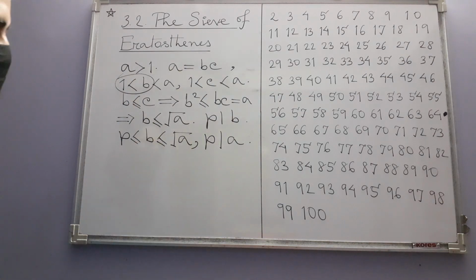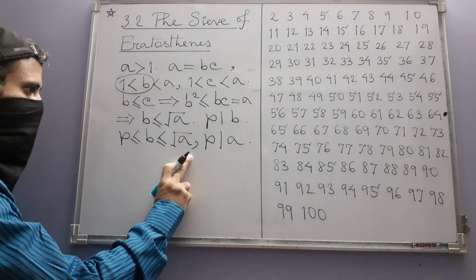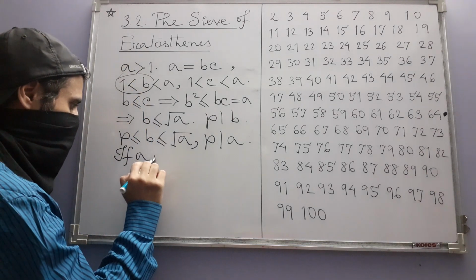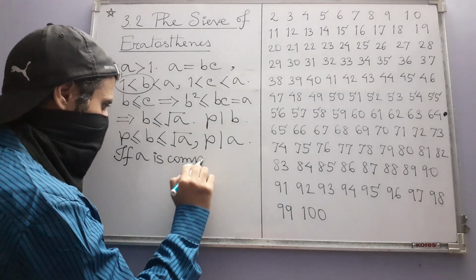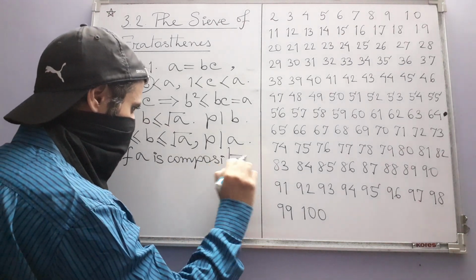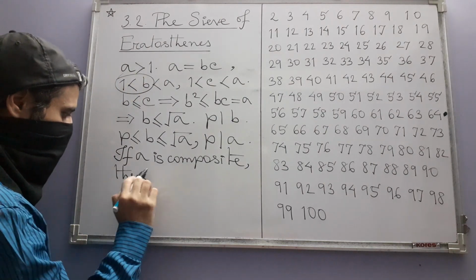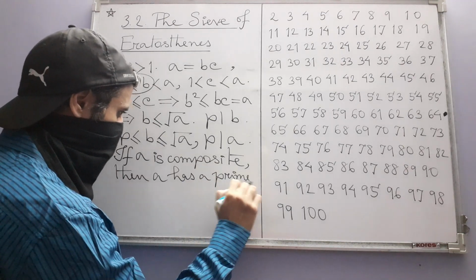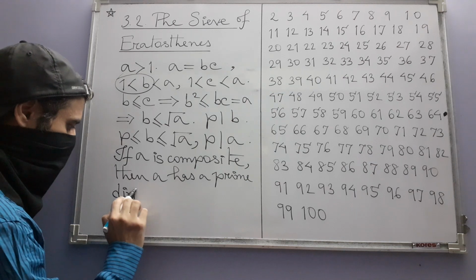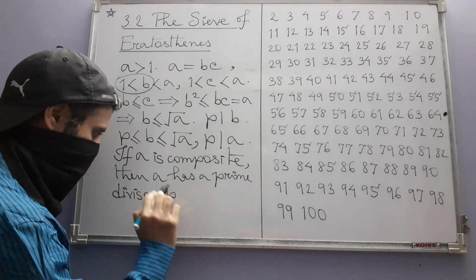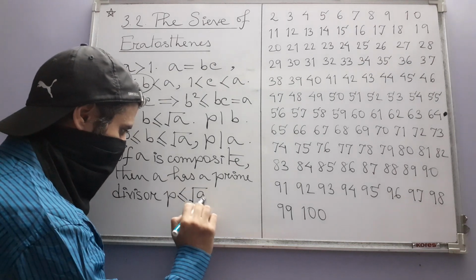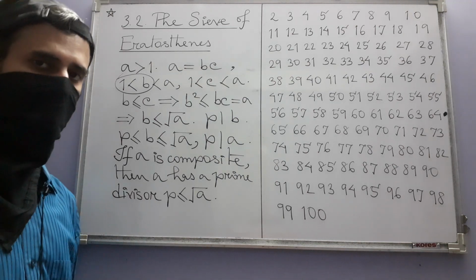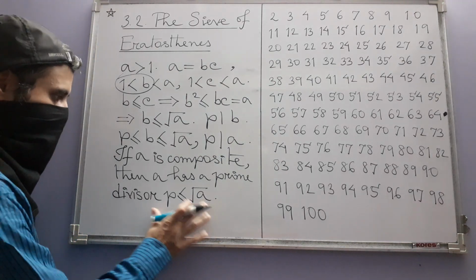So what is the conclusion of all these things? From these calculations we conclude that if A is composite, then A has a prime divisor P which is less than or equal to the square root of A. But what is the big deal about this? This property can be used for this purpose.